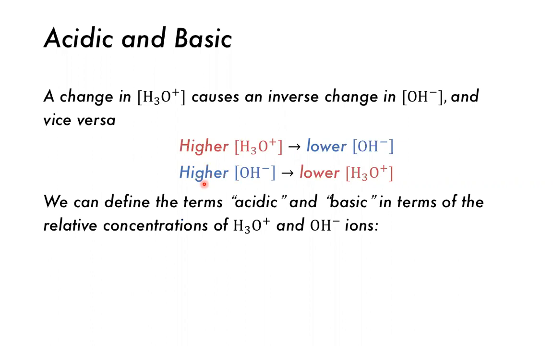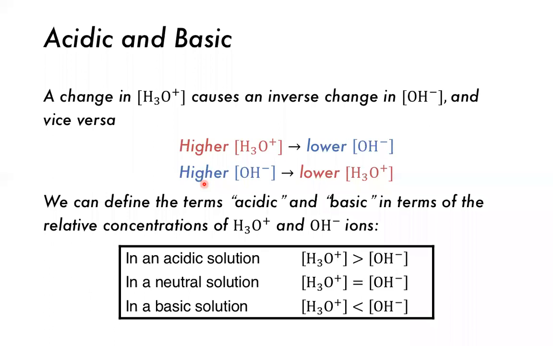And so we can define the terms acidic and basic in terms of the relative concentrations of H3O plus and OH minus ions, such that in an acidic solution, the concentration of H3O plus ions is greater than that of OH minus ions. And in a neutral solution, the concentration of hydronium and hydroxide is equal. And then in a basic solution, the concentration of OH minus is going to be greater than H3O plus.